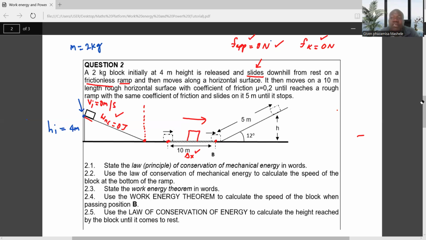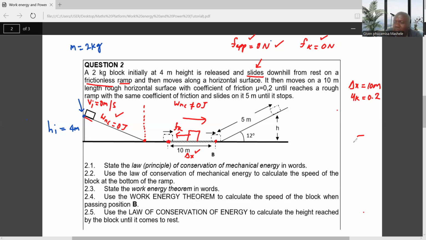And we know frictional force is a what? It's a non-conservative force. Okay. So it means from this point up until here, the work done by non-conservative force is no longer 0, which means mechanical energy is not conserved. And we are told that it is a rough horizontal with a coefficient of friction of 0.2. So from this point to that point, where it moves a distance of 10 meters, it has a coefficient of friction of 0.2.